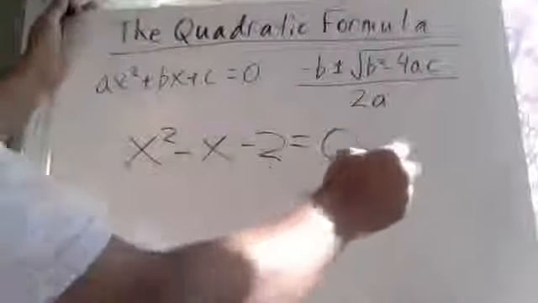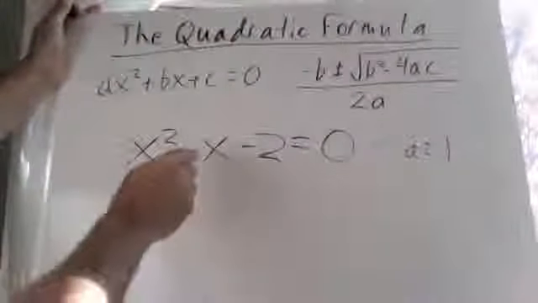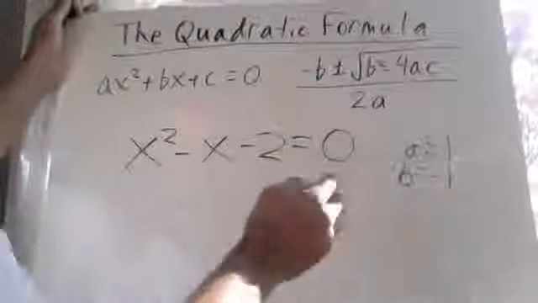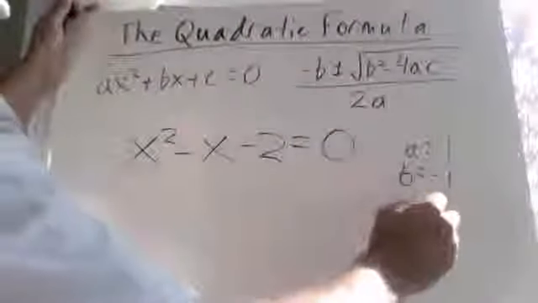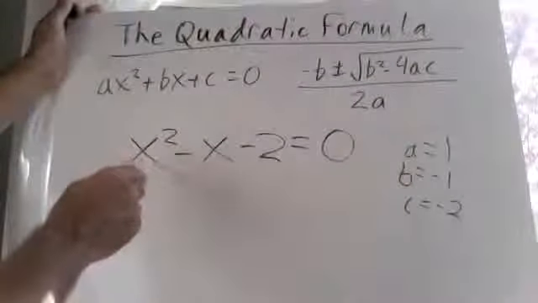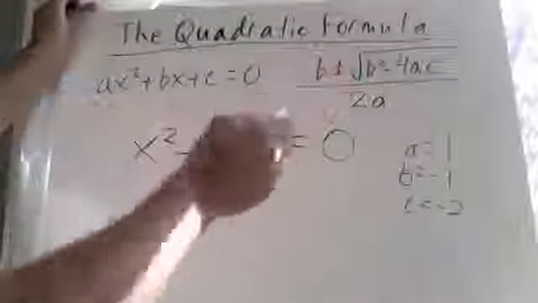So the a is going to be 1. The b is going to be negative 1, sorry. And the c is going to be negative 2. Do you see where those come from? Now we're simply going to plug them in up here.